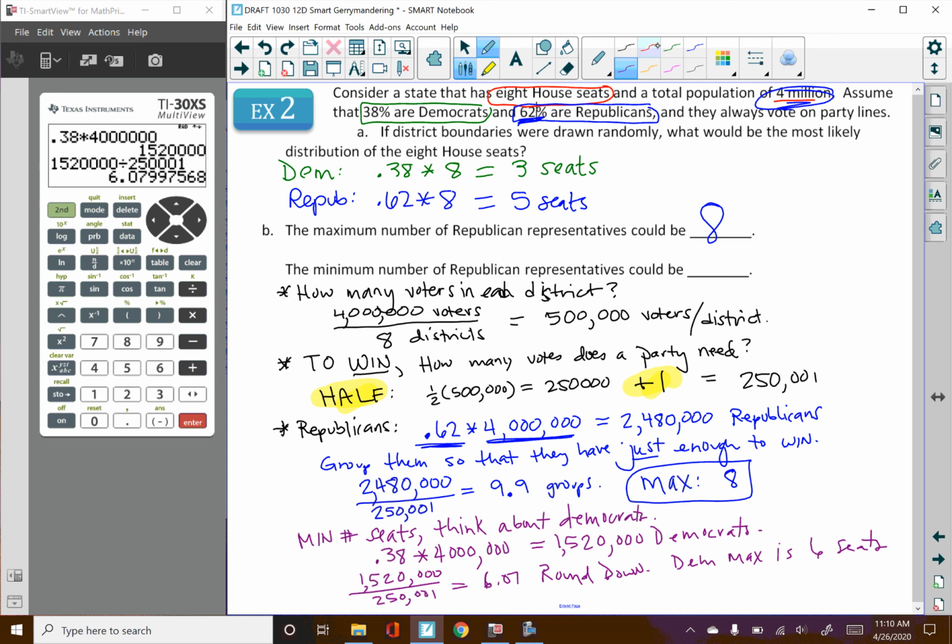And that means that the Republicans would have the other 2, because there's a total of 8 seats. So to figure out the minimum number for Republicans, you have to figure out the maximum number for Democrats. Democrats can win 6 at most, which would leave Republicans with 2. Okay, so that's a little bit tricky. If you're having problems with that one, let me know and I can help you out with that one.